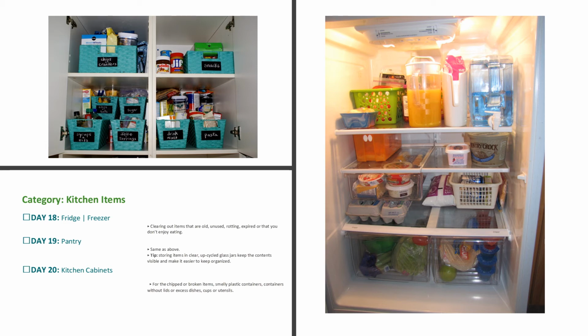The next is the pantry, which is again the same as above. Store items in clear, recycled glass jars to keep the contents visible and make it easier to keep them organized. Day 20 is basically your kitchen cabinets. For chipped or broken items, many plastic containers, containers without lids, or excess dishes, cups or utensils, you can get rid of them as well.